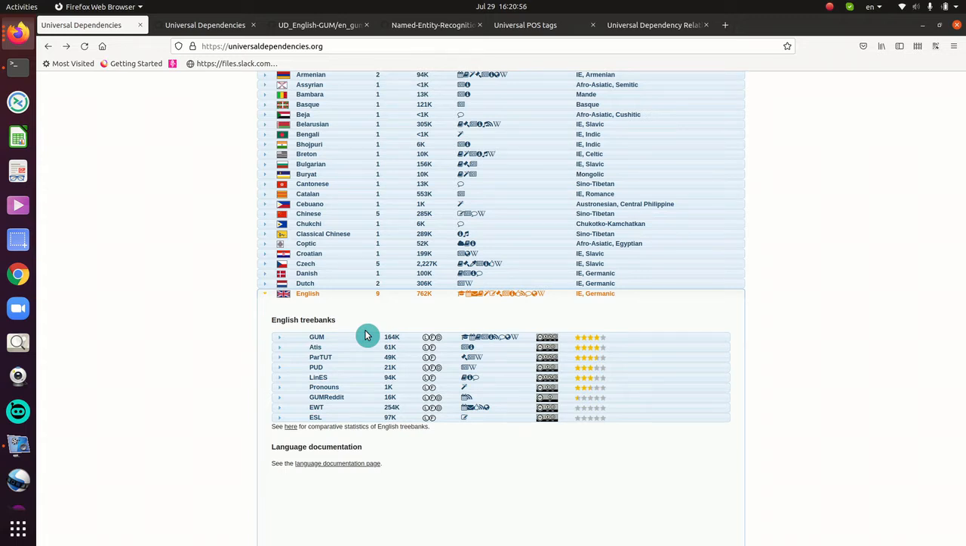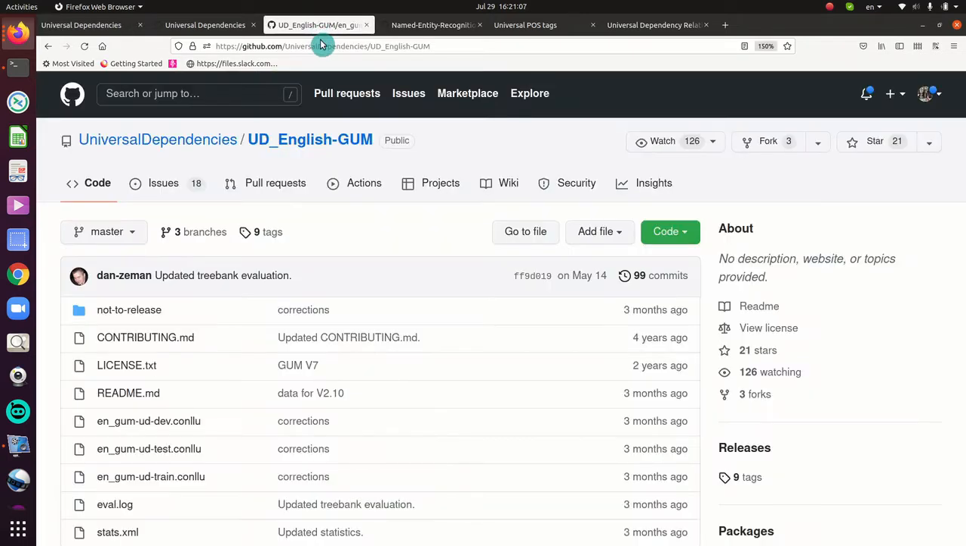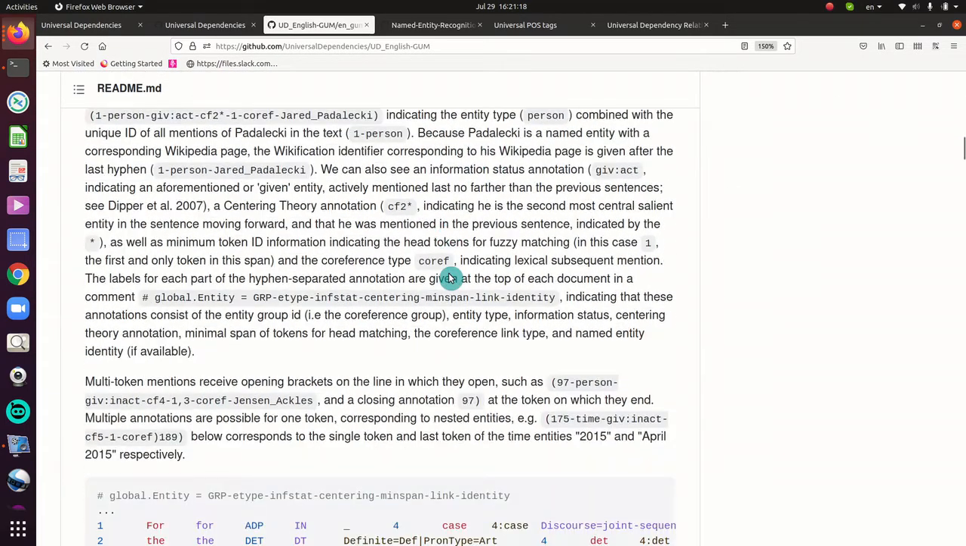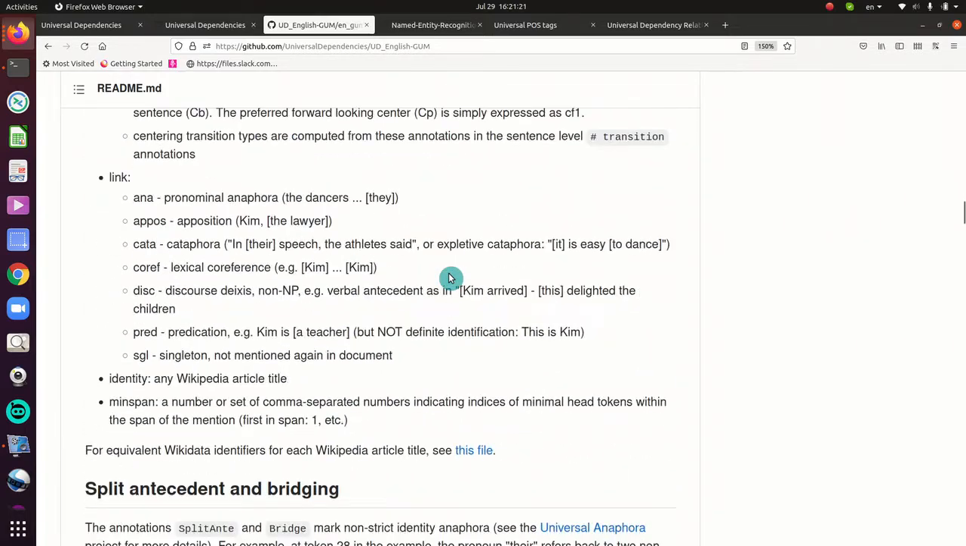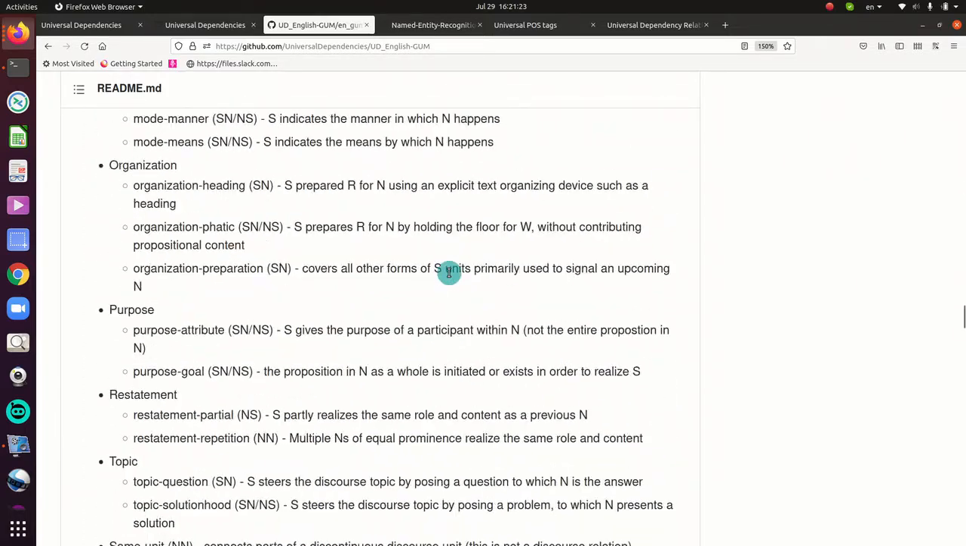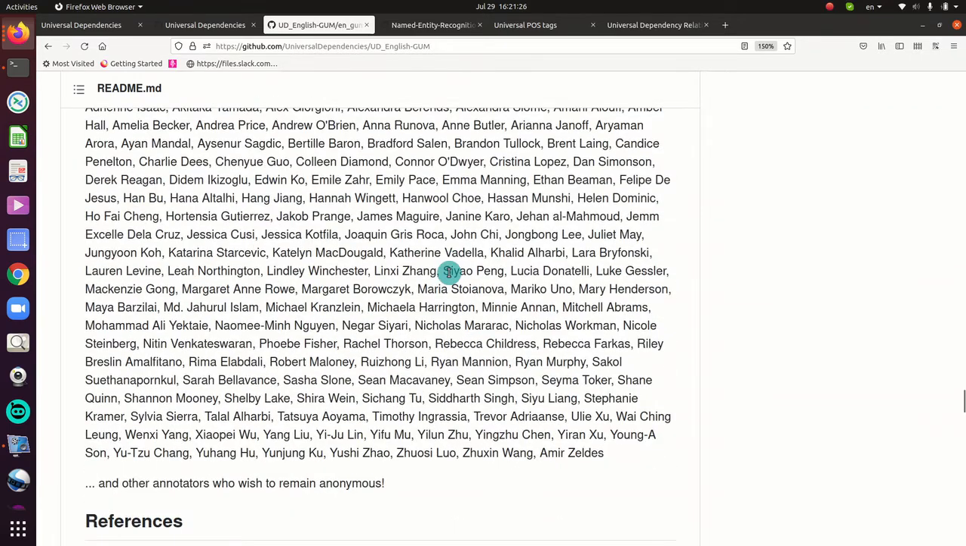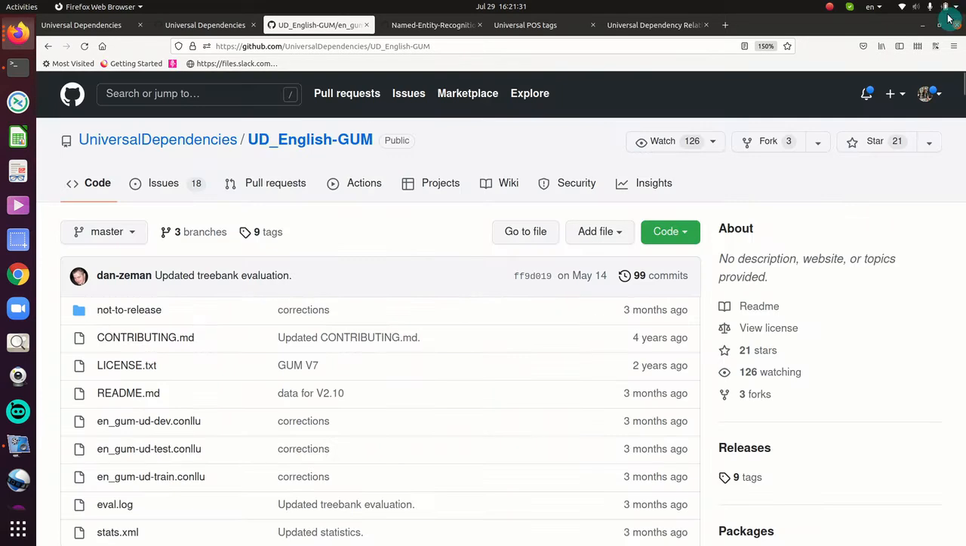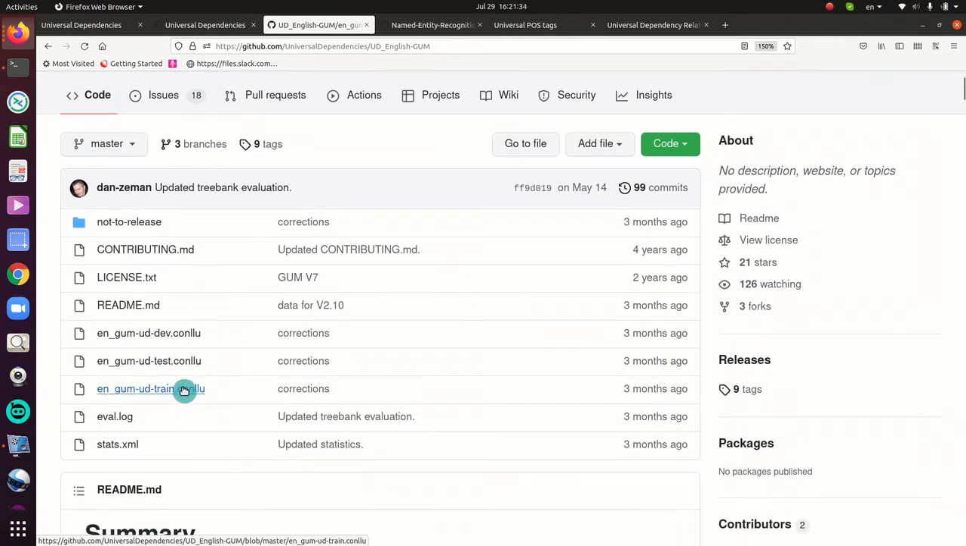Before that, what is a treebank? A treebank is a parsed text corpus that annotates syntactic and semantic sentence structure. An immediate example is GUM. It's one of the treebanks of English, the Georgetown University Multilayer corpus. Here it is, and here is the metadata about this treebank, some explanations, and so on. Okay, then what is inside? Let's click it. I will click train maybe.